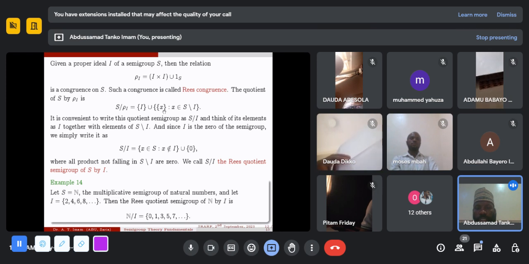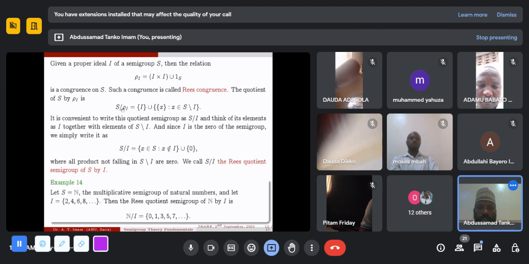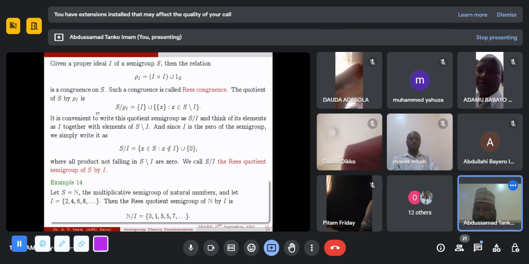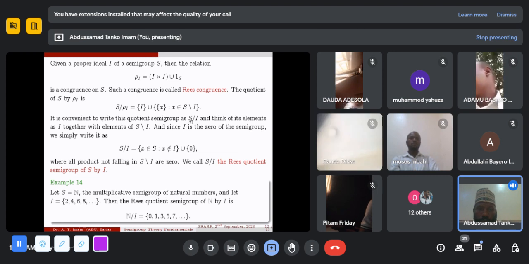So union the singletons of the members not in the ideal. So this will be the semigroup, the quotient semigroup. This is the nature of the element, but it is convenient to write this quotient semigroup as S/I. Most of the time, we drop rho, we just say S/I. Instead of referring to the congruence, we refer to the ideal, because the congruence is generated by the ideal, and so therefore we just say S/I.